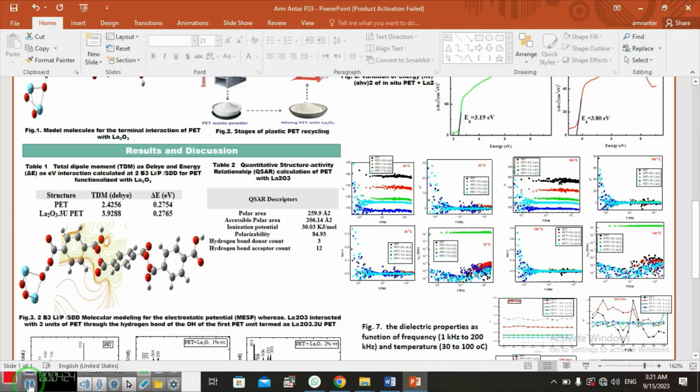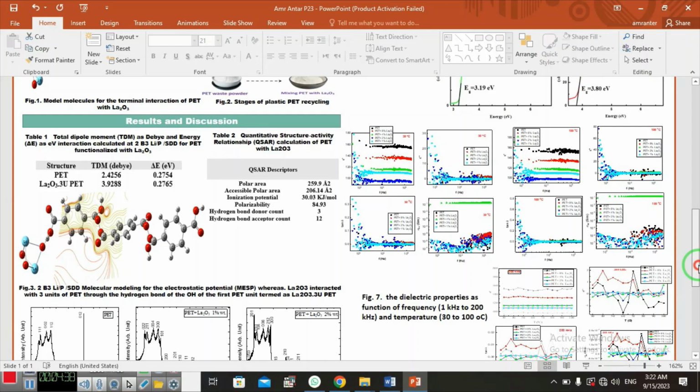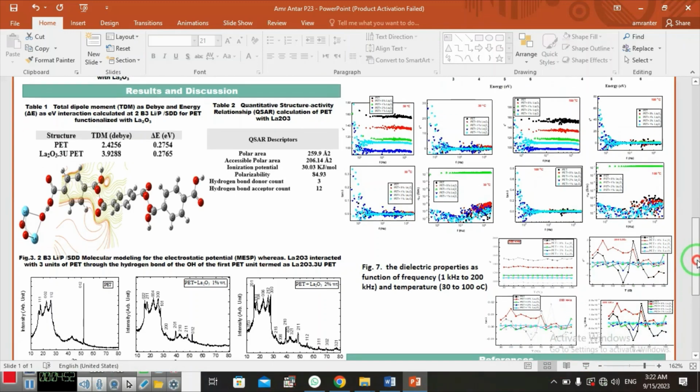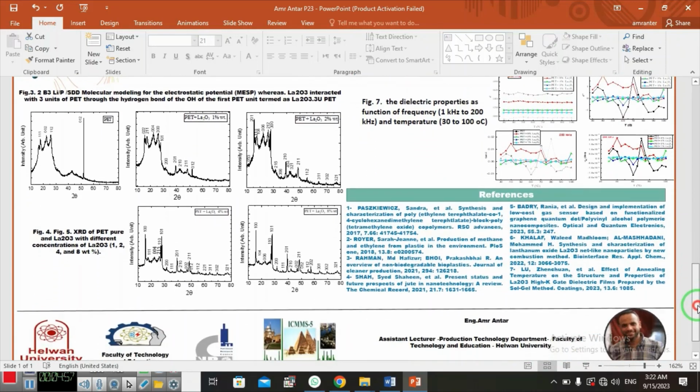Quantitative structure-activity relationship, QSAR, calculation of PET with La2O3. The values in Table 2, in particular hydrogen bond donor count of 3 and hydrogen bond acceptor count of 12, indicate that the presence of La2O3 with PET increases the reactivity of PET. These results confirm those obtained by MESP. To ensure these results, FTIR analysis, UV-vis spectra, X-ray diffraction, XRD, and dielectric properties were used.